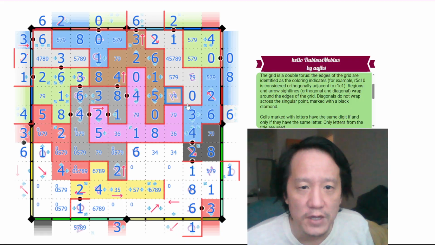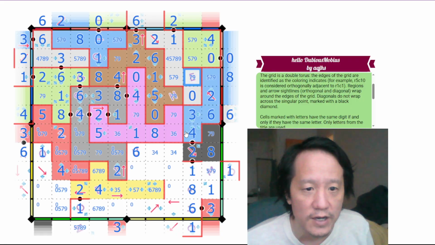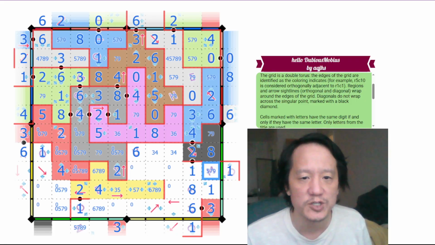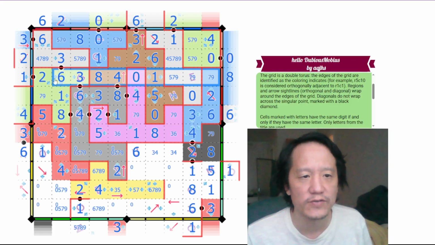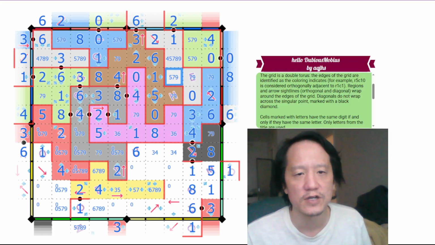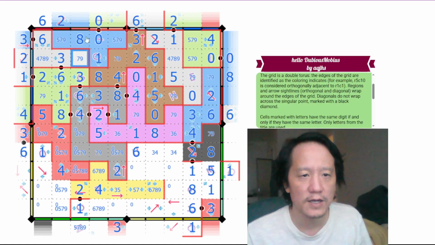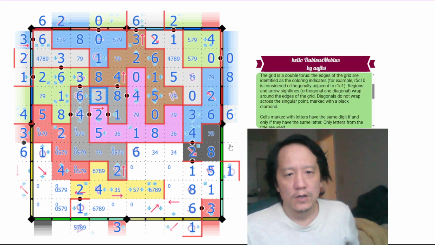So H is 7 or 9. E is 7 or 9. That means the M must be a 5. So this is 5, which eliminates 5 here. We have a 7, 9 pair in row 3, which eliminates 7, 9 in the rest of the row. So this is a 5. That means 5 cannot be in the rest of the light region. 8 can't be here because of the 8 in the column.